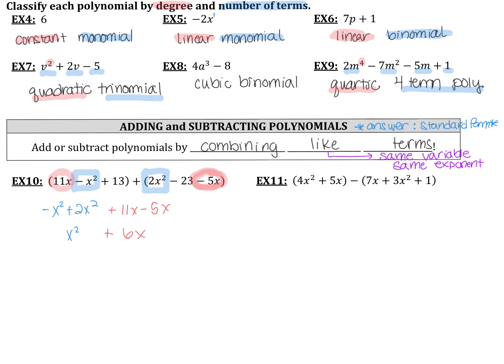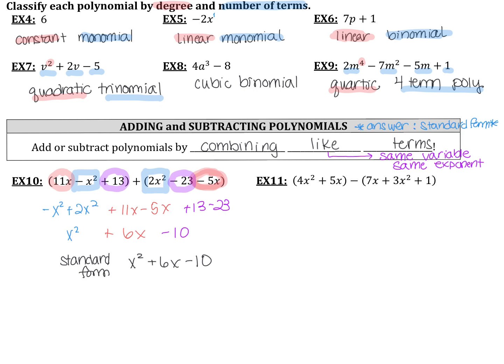And then finally, I'm going to look at my constants. I've got a positive 13 and a negative 23. No x's in sight for those two, so positive 13, negative 23, which would give me negative 10. And as long as we are in standard form, we are good. My highest exponent is listed first, then my next highest exponent, and then finally my answer would be x squared plus 6x minus 10.